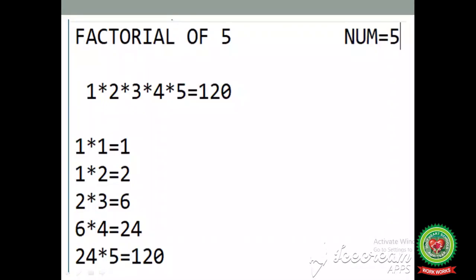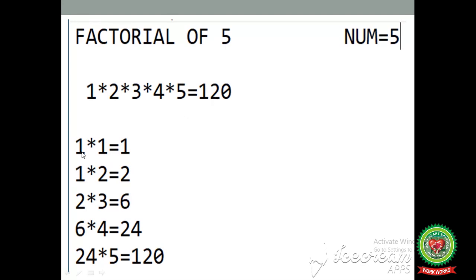As you know how to find factorial of a number. So here I want factorial of 5. Then how we calculate factorial of 5 in maths? 1 multiply 2 multiply 3 multiply 4 multiply 5 is equal to 120. Why till 5? Because we want factorial of 5. Now how to find this 120?